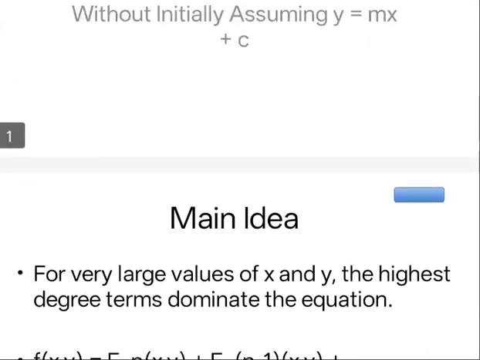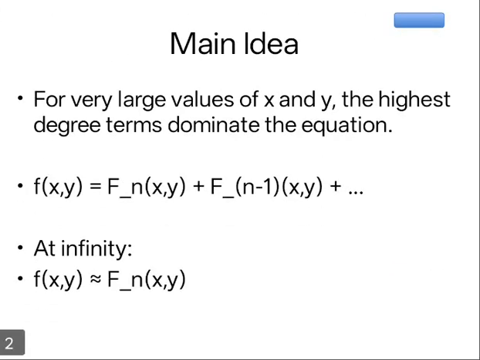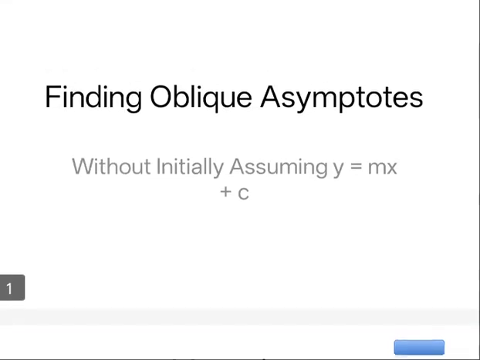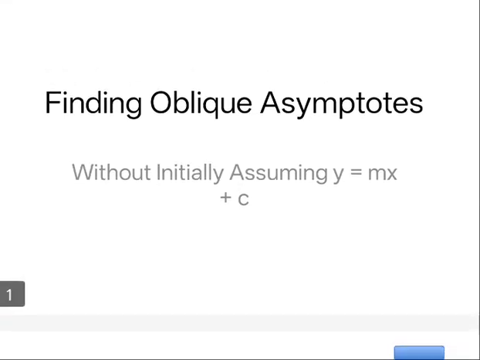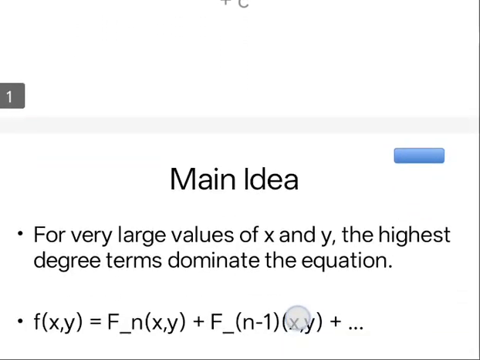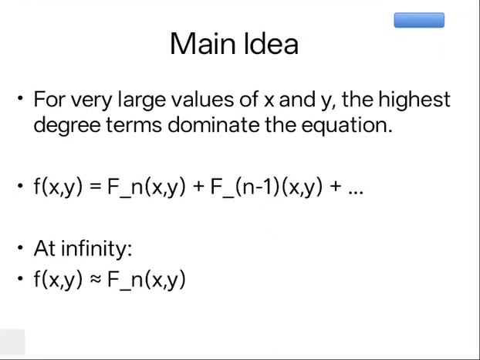Okay, let us start our discussion on oblique asymptotes. How do we find the oblique asymptote of a curve, y equals mx plus c? Whenever a curve is given, it is in the form of f of x, y equals 0.